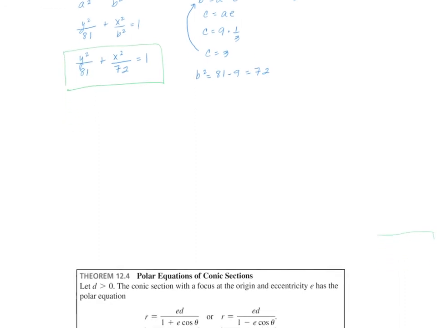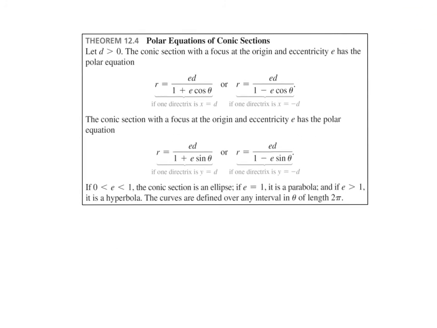The last concept we're going to look at is in this box below. We're going to look at polar equations of conic sections. So it's an application of eccentricity. If you have a conic section, and this time we're not looking at a vertex or a center at the origin, this time we're looking at a focus at the origin, okay? And let's say you know the eccentricity e. Then we're going to have the following polar equations to describe our graph.